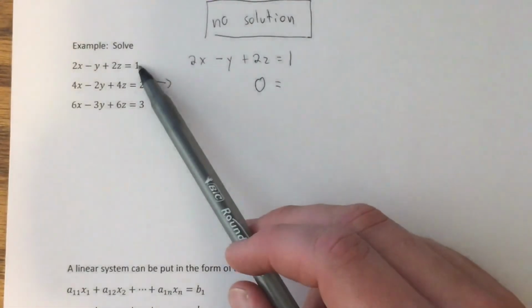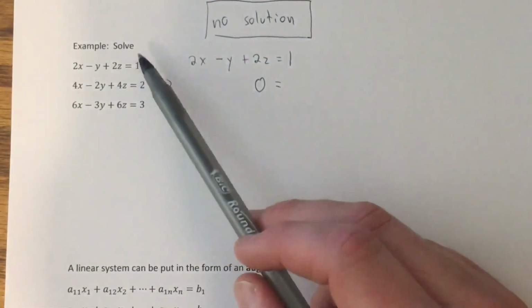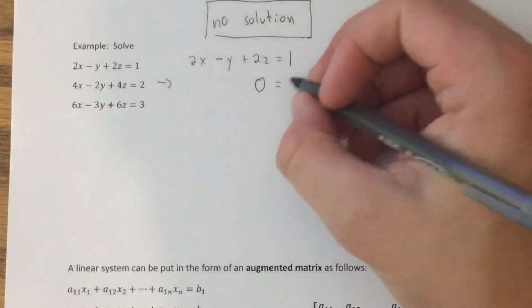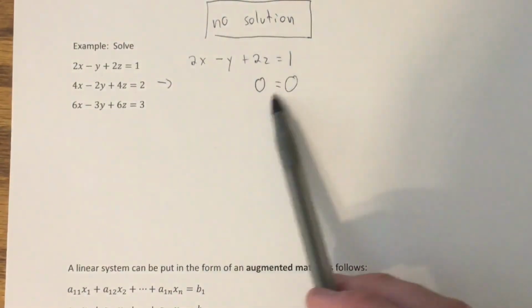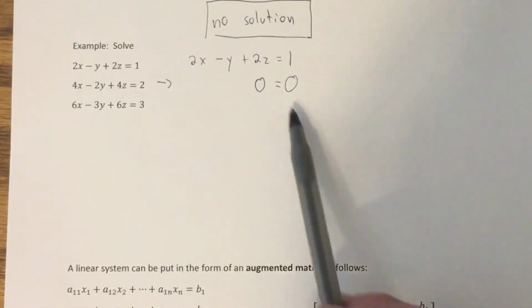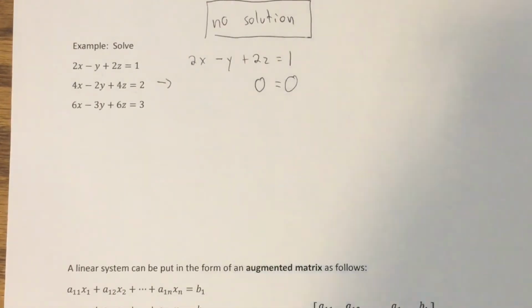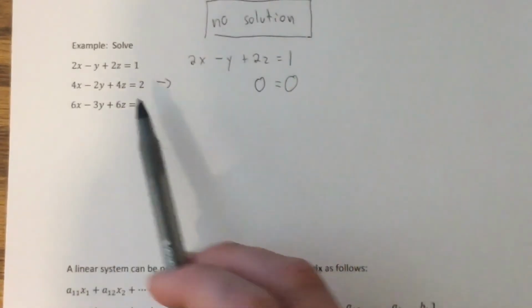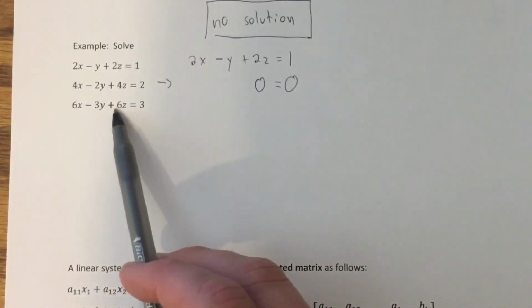Okay, now I also needed to multiply 1 by negative 2, which is negative 2, and add it to this. Notice this time I get 0 equals 0. This is not the same thing as what we got up here, because that's not a contradiction. 0 does equal 0.